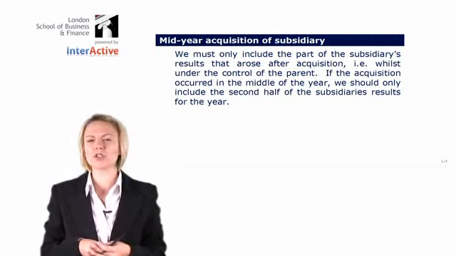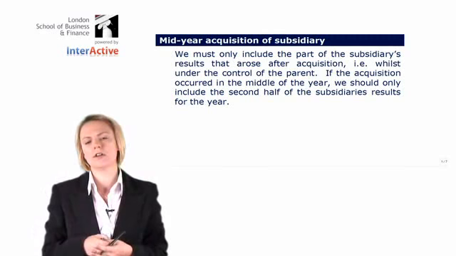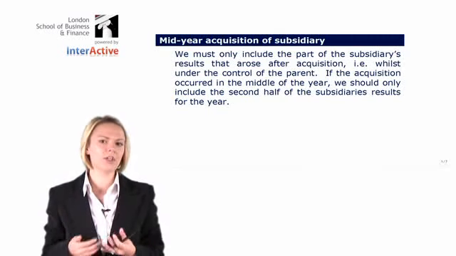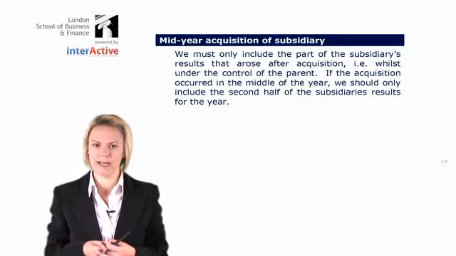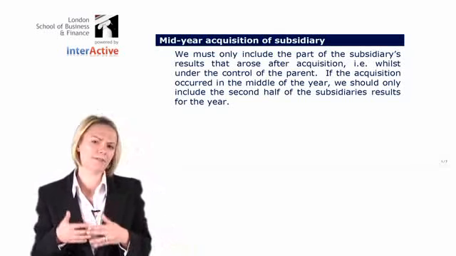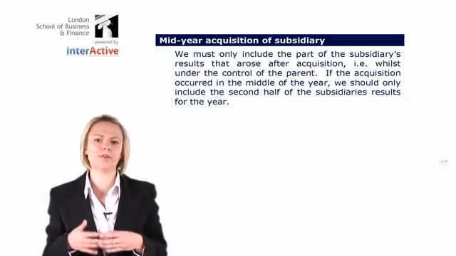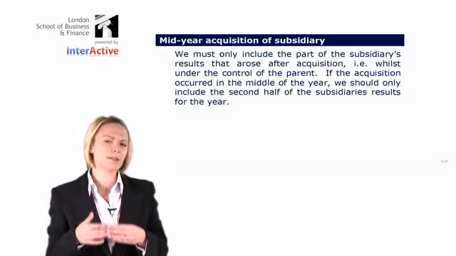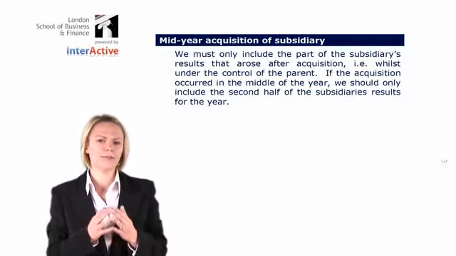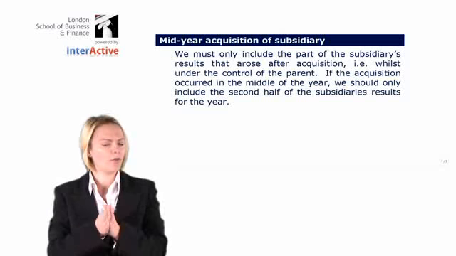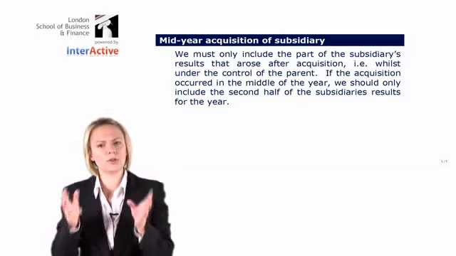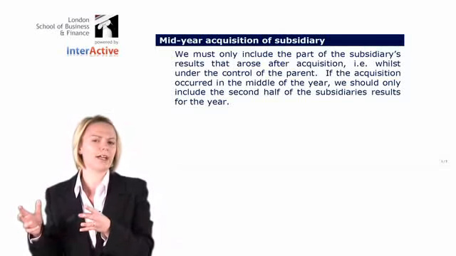Now, the first adjustment that we may need to make to the consolidated Statement of Comprehensive Income is if there is a mid-year acquisition of the subsidiary. What we always want to try and reflect in the consolidated Statement of Comprehensive Income is the performance of the group for the year. Now, if the group was only formed halfway through the current year, well then the group would only be formed upon an acquisition of the subsidiary.